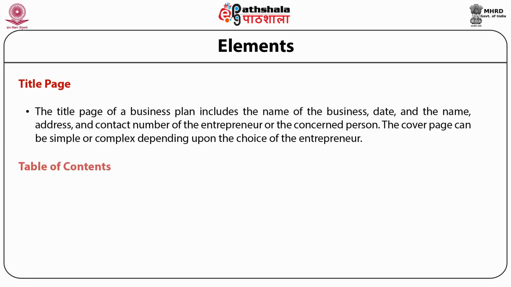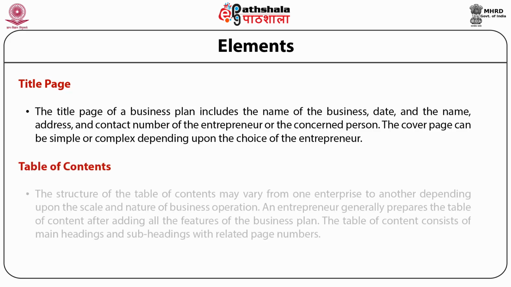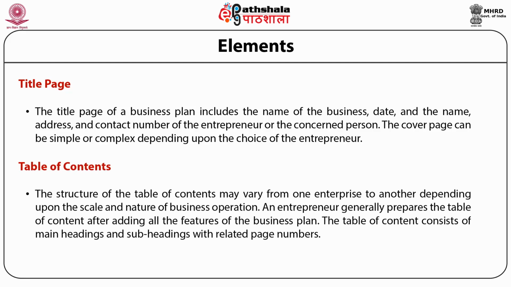Next is table of contents. The structure of the table of contents may vary from one enterprise to another depending upon the scale and nature of business operation. An entrepreneur generally prepares the table of content after adding all the features of the business plan. The table of content consists of main headings and subheadings with the related page numbers.